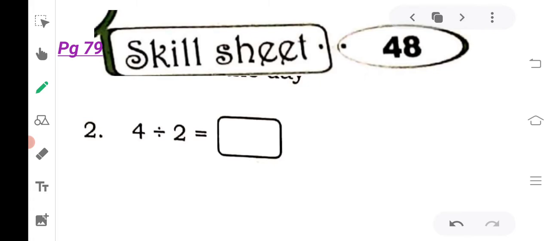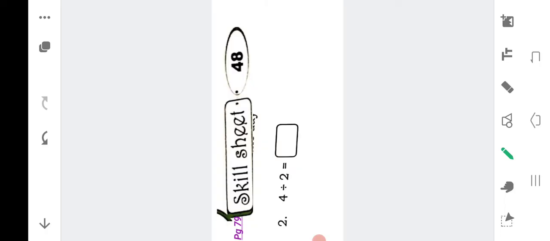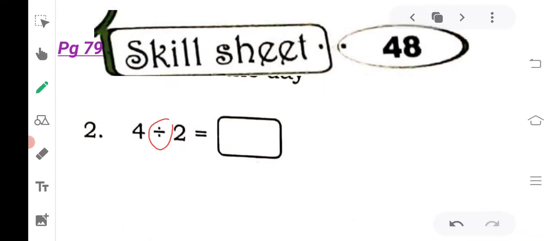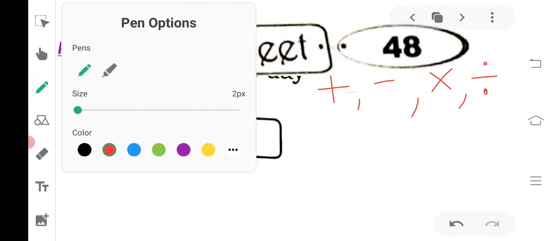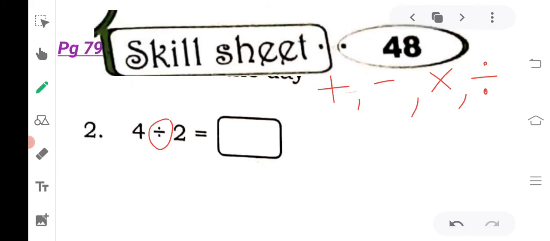Now next, on page number 75, skill sheet 48. Children, this is not in your syllabus, but it is given just to solve it mentally. This is the symbol of division. First, we will discuss the symbols. See, this is the symbol of addition, then subtraction, then multiplication, and one small line with one dot above and one below. This is the sign of your division, and it always symbolizes that the second number, when it is written, means the first number is the bigger one.